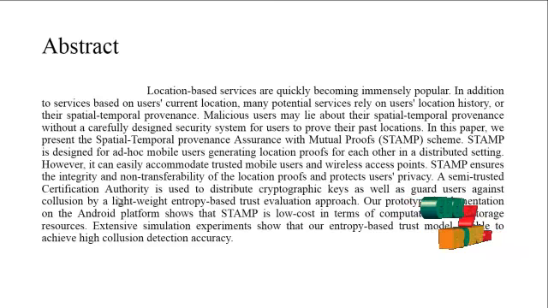A semi-trusted certification authority is used to distribute cryptographic keys as well as guard users against collusion by a lightweight entropy-based trust evaluation approach. Our prototype implementation on the Android platform shows that STAMP is low cost in terms of computation and storage resources. Extensive simulation experiments show that our entropy-based trust model is able to achieve high collusion detection accuracy.